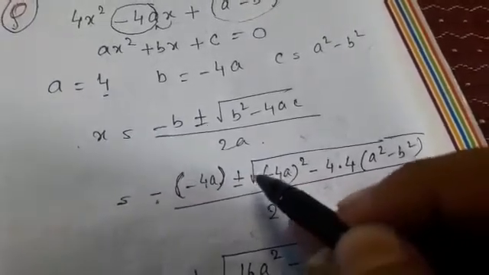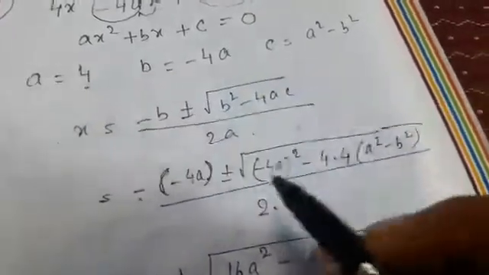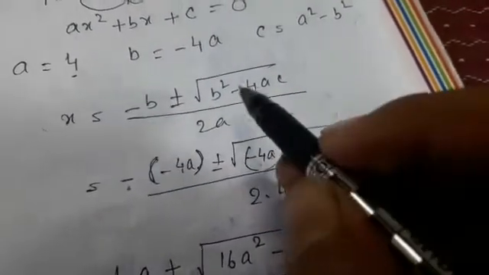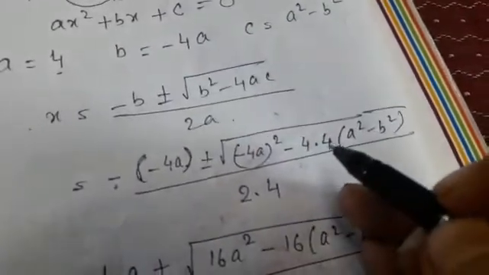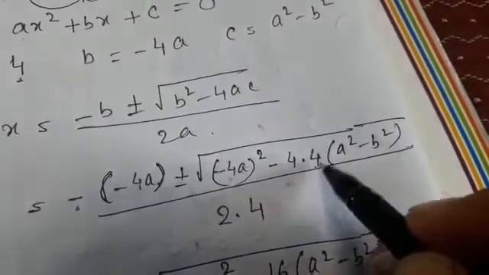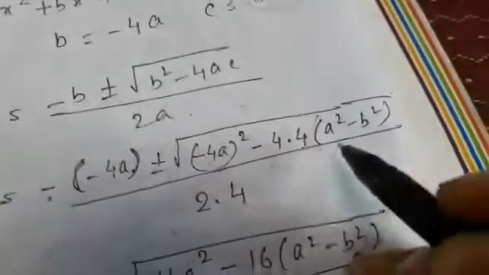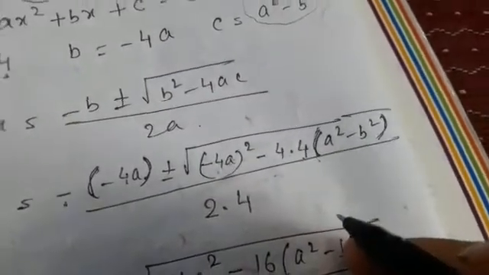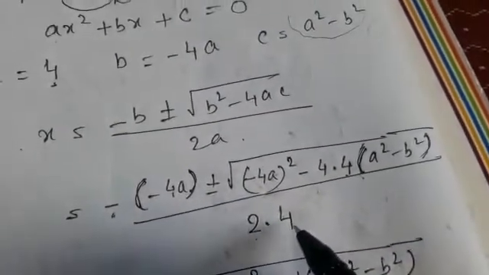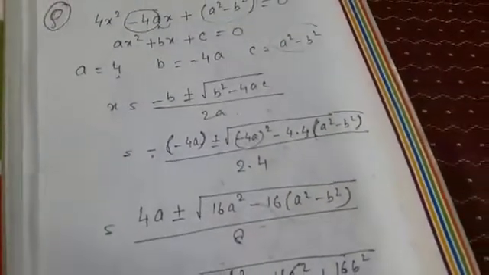Clear? Plus minus root under b square. Now what is b? B is minus 4a. So minus 4a square, b square, minus 4 into a. What is a? A is 4. So it is 4. We are placing c. So what is c? Now c is this entire term, that is a square minus b square. So we are keeping this in brackets since it is more than one term. C, right? By 2 into a is the formula. So what is a? A is 4. So 2 into 4. So I hope this much is very clear.